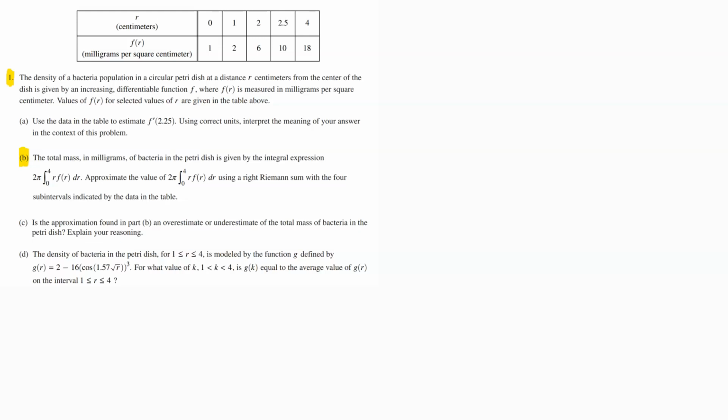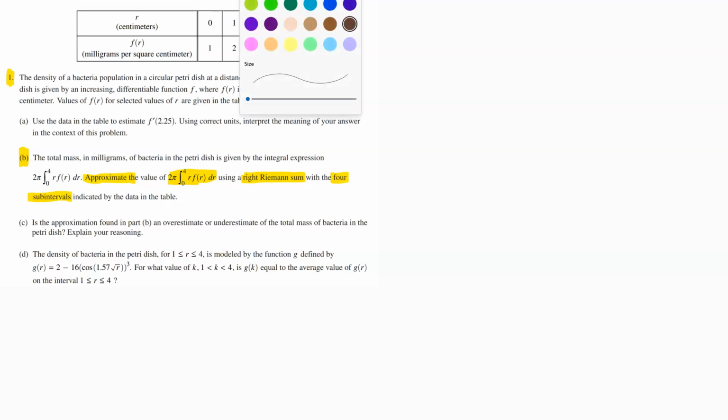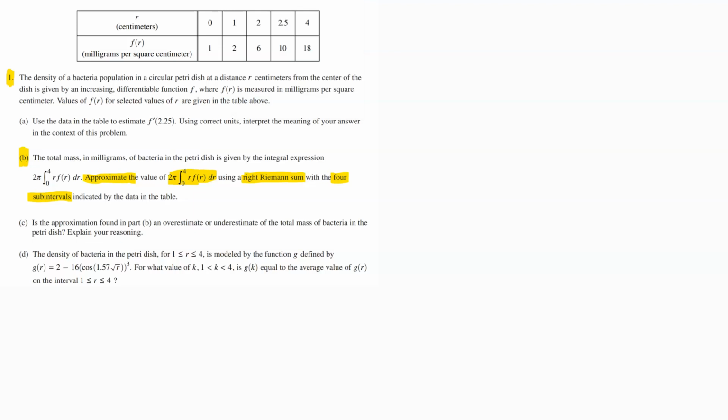Question 1, part B wants us to approximate the value of this integral right here using right-hand Riemann sums with 4 subintervals. The first thing that I do when I'm being asked to do a Riemann sum off of a table of values is I pull that table of values out into a number line. It really helps me digest the information a little bit easier than trying to look at it in terms of this table here.